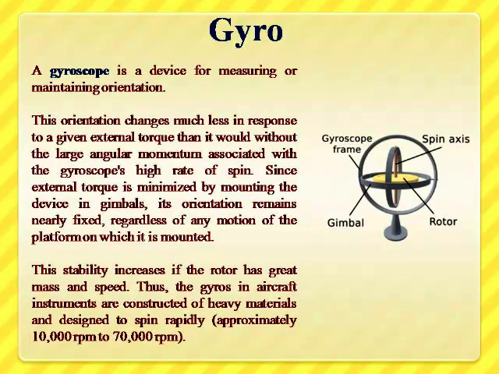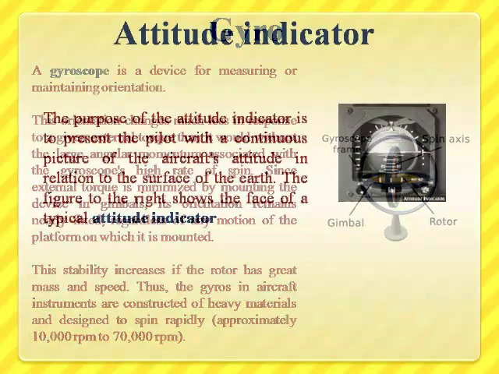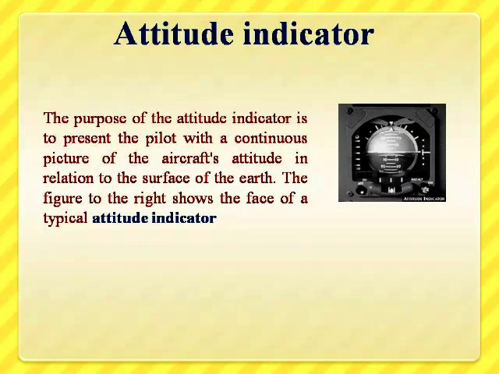The stability increases if the rotor has great mass and speed. Thus, the gyros in aircraft instruments are constructed of heavy materials and designed to spin rapidly, even at the speed of 70,000 revolutions per minute. Attitude indicator. The purpose of the attitude indicator is to present the pilot with a continuous picture of the aircraft's attitude in relation to the surface of the earth. The figure to the right here shows the face of a typical attitude indicator.